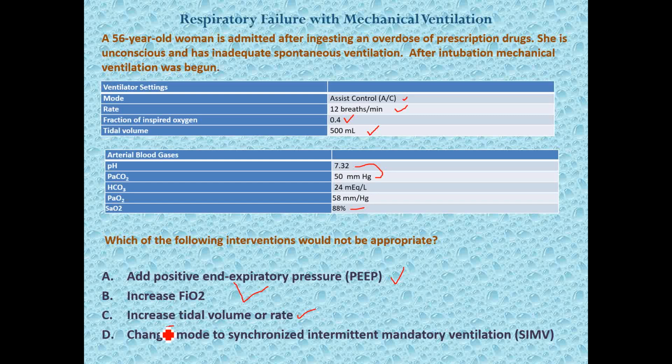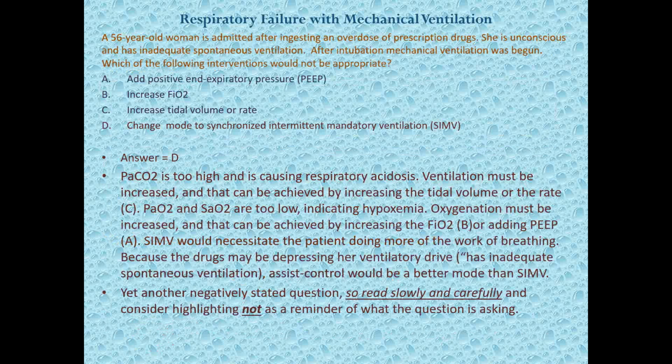The only thing that is not appropriate is answer D, and that is change the mode to synchronized intermittent mandatory ventilation. Because synchronized intermittent mandatory ventilation means that this patient is going to do some of the work. And because the scenario reads that this patient has inadequate spontaneous ventilation, this patient is not able to help with their own ventilation. This patient needs lots of support. And that's what assist control does. That is the mode that offers a lot of support.